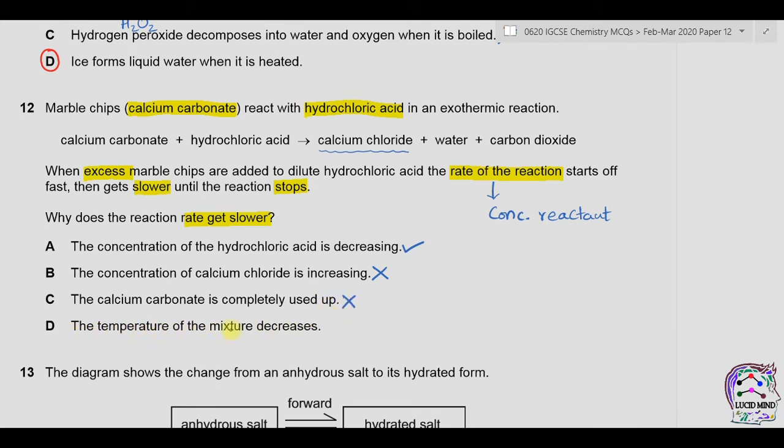D. The temperature of the reaction mixture decreases. The reaction is exothermic in nature, so therefore we are not heating this reaction in order to take place. So therefore this is also incorrect. The correct option is therefore A.